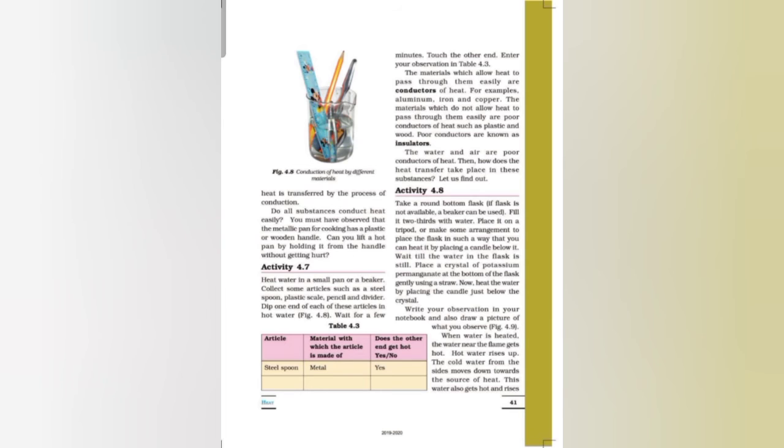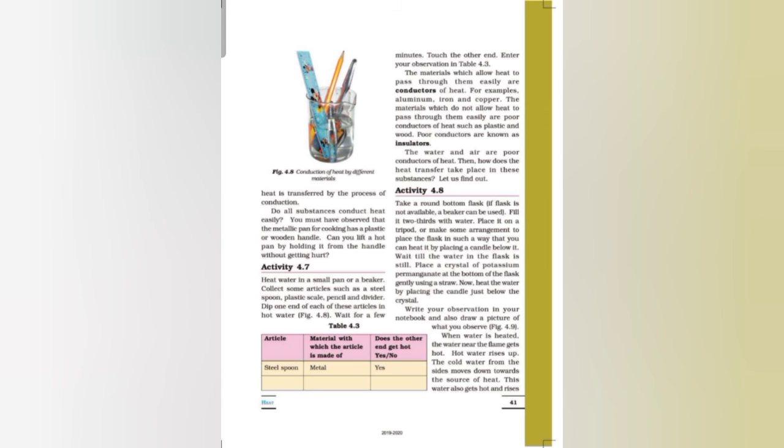Heat water in a small pan or a beaker. Collect some articles such as a steel spoon, plastic scale, pencil, divider. Dip one end of each of these articles in the hot water as given in figure 4.8. Wait for a few minutes, touch the other end, and enter your observation in table 4.3. So you will observe that some kind of metal like a steel spoon can transfer the heat easily, unlike the plastic scale.